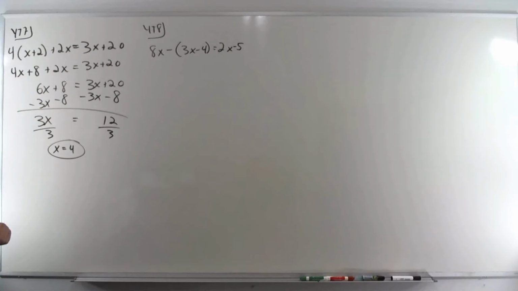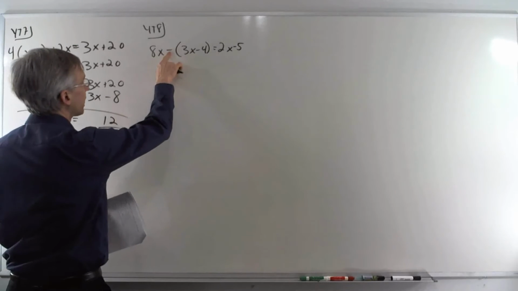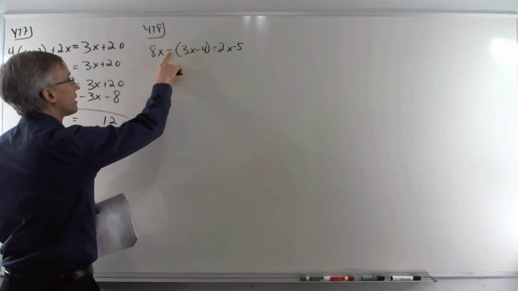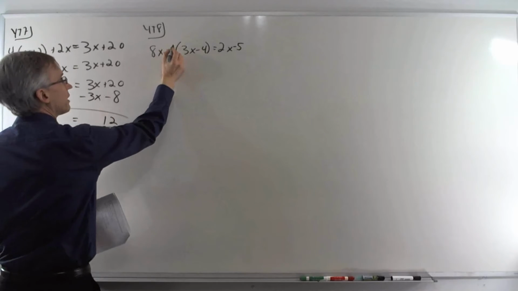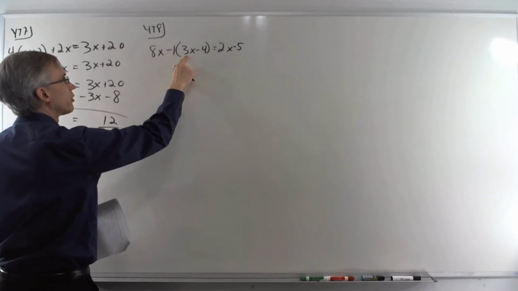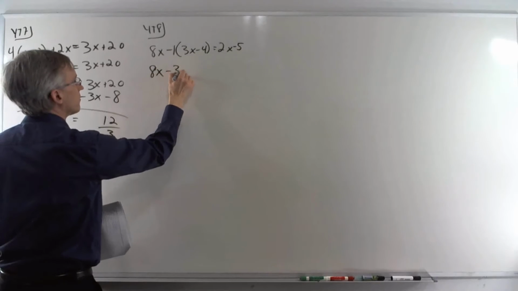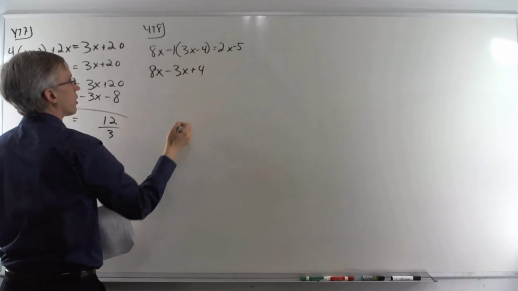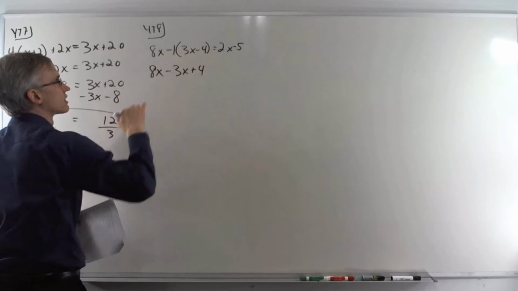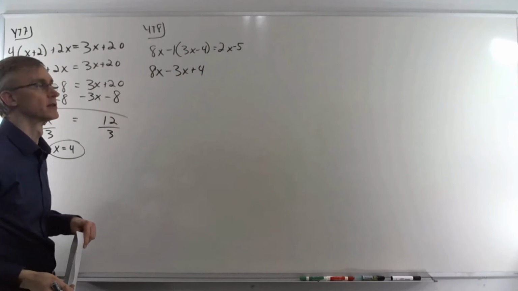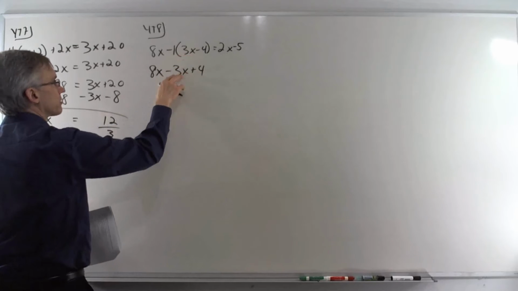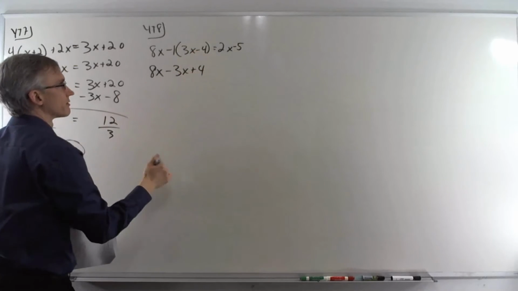Now I've got some parentheses here. These look a little different because we just have the negative sign out front. This is just like if we had negative 1 here, and we could distribute negative 1 into those parentheses. So that gives us 8x minus 3x plus 4. So all we're doing is switching the signs on everything inside the parentheses. So 3x becomes negative 3x, negative 4 becomes positive 4.